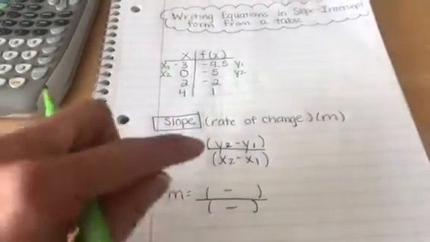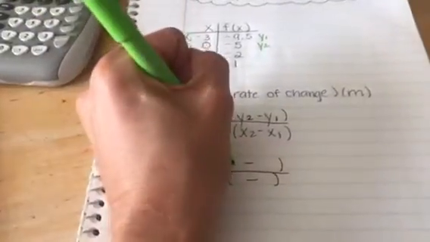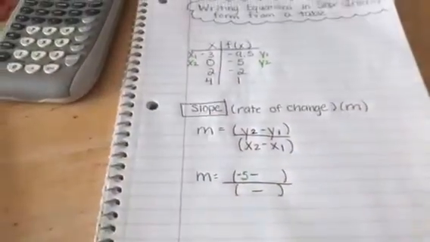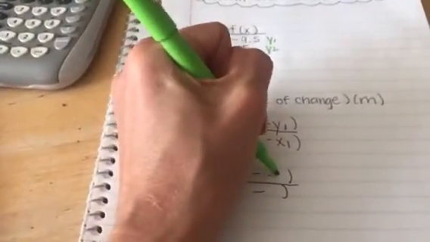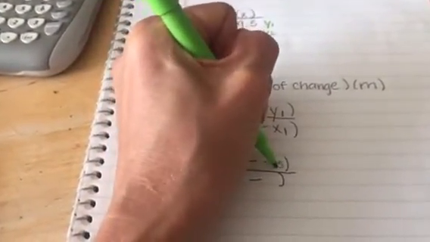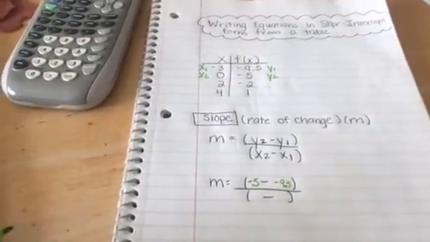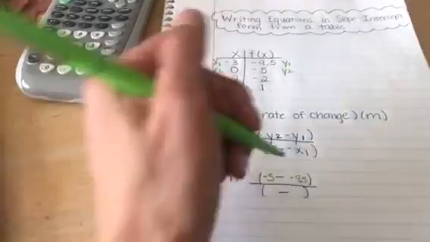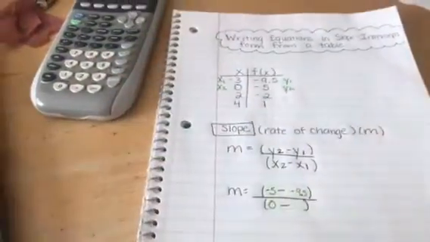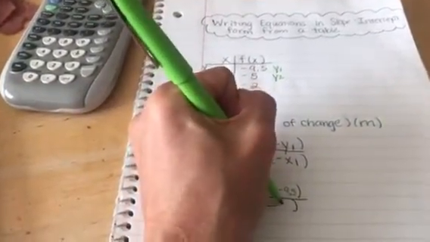Take a look, what number do we have for y2? -5. What number do we have for y1? -9.5. Okay, at the bottom, we need a number for x2 and a number for x1. What number do we have for x2? 0. What number do we have for x1? -3.